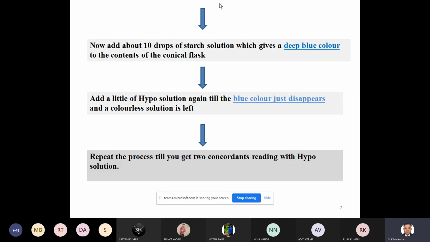A concordant reading is that reading which is the same and obtained in repeated experiments just after that. But if you are not getting a concordant reading, and every time you are getting a different reading in different titration runs, you can take any two readings which are similar at any point of time. Maybe the first and fourth reading may be the same, so you can use that.